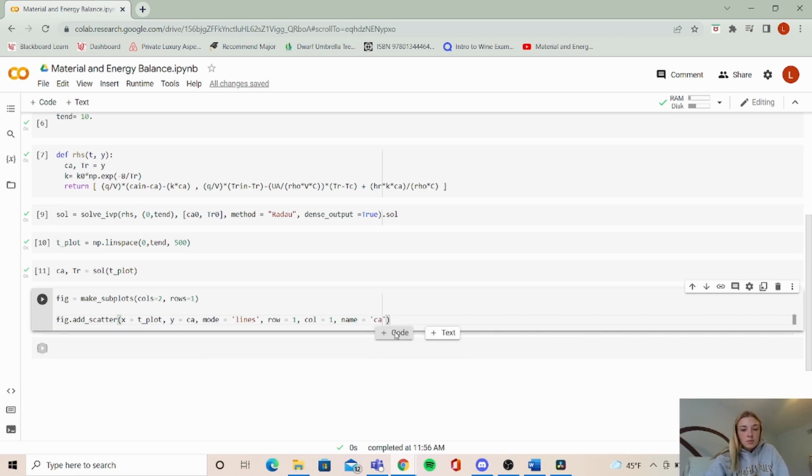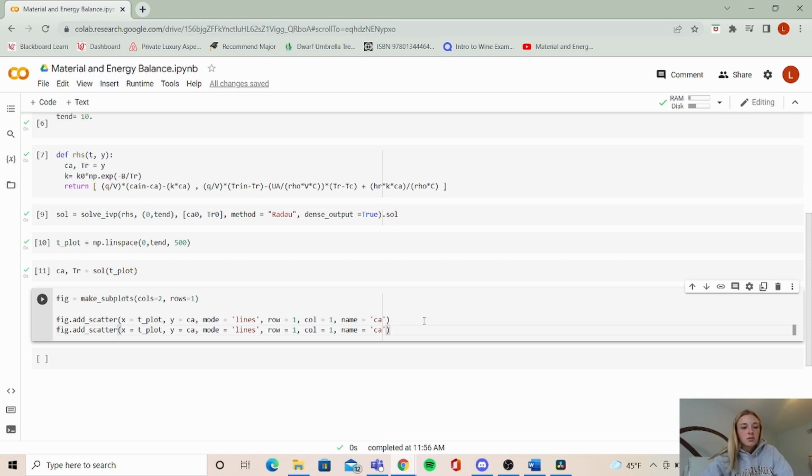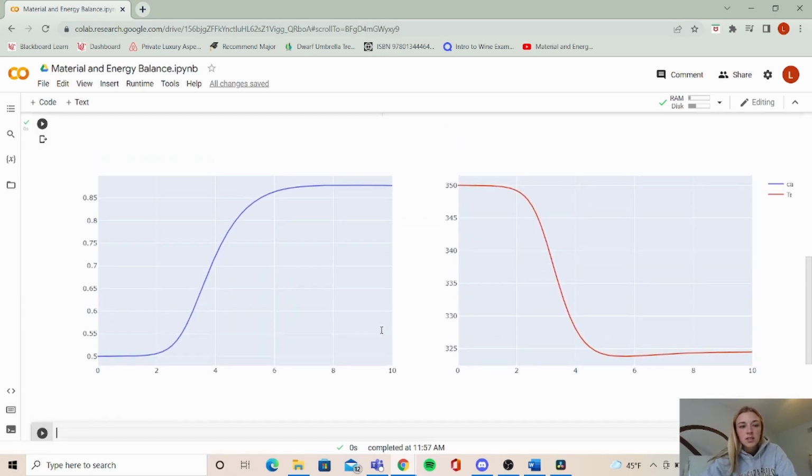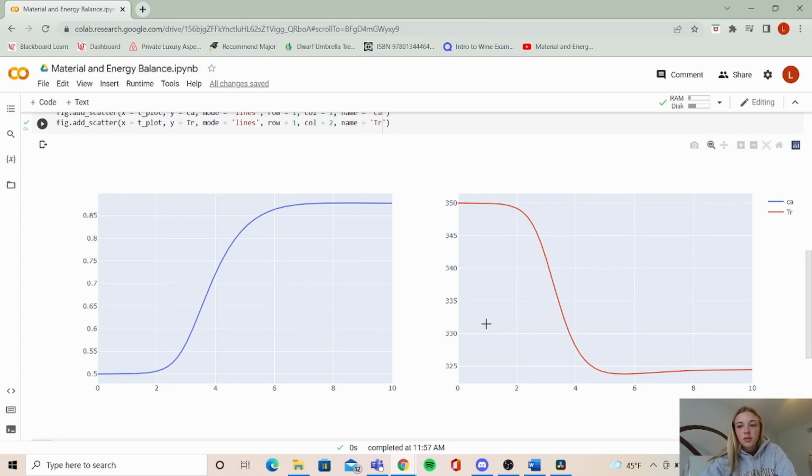Then I'm just going to copy and paste this down and then make a couple changes so we can do the same for our temperature. So this is going to be our temperature inside. It's going to be column 2. I can change the name. All right, so we can see we've got our 2 columns. The blue one is our concentration of A, and the red one is our temperature inside of our reactor.